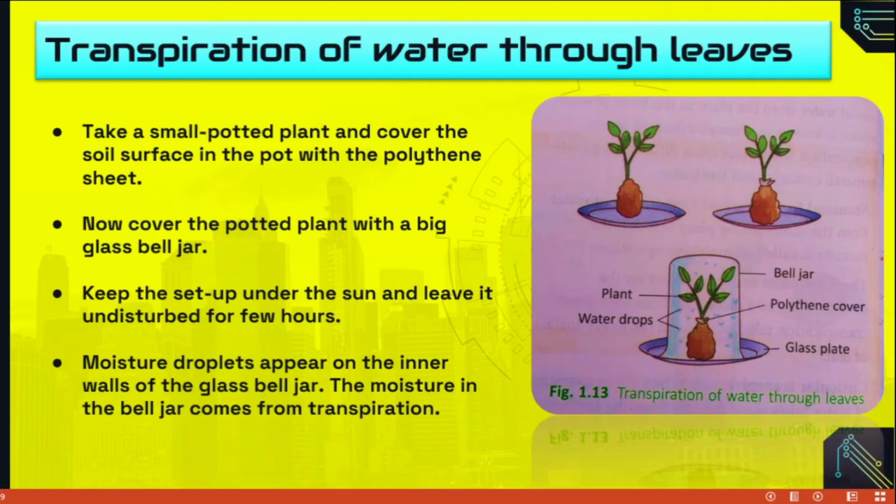Okay, what will we know finally? Moisture droplets appear on the inner walls of the glass bell jar. So whenever we keep this kind of potted plant covered with a glass bell jar under the sunlight, after a few hours we can see a lot of water droplets on the glass bell jar. Okay, right. This moisture in the bell jar comes from transpiration. Okay, a simple activity we can do at our home.